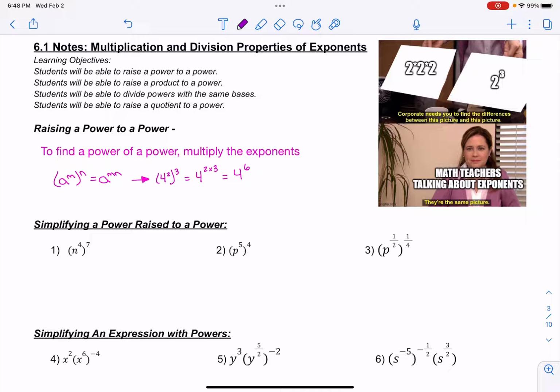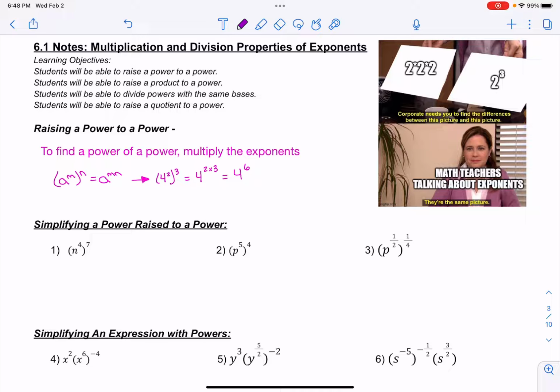So yesterday we worked with our negative exponents, our zero exponents, and if we were multiplying with the same base. All of those are going to come back today, but we are also going to add in some new concepts. The first of which is raising a power to a power. So to find a power of a power, you multiply the exponents.